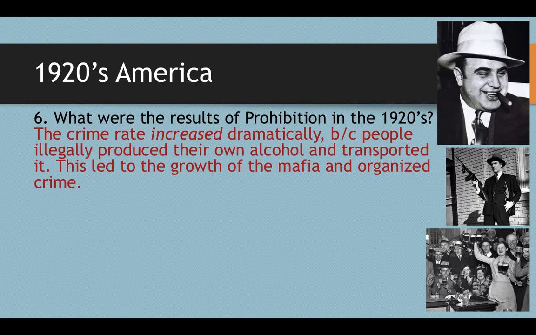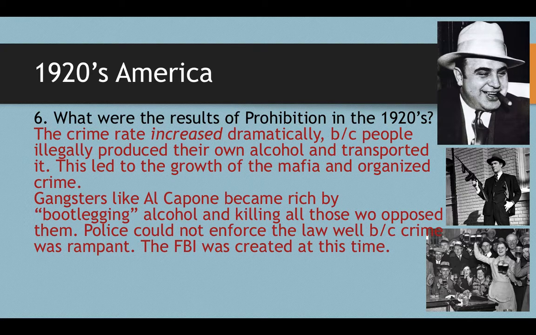All right, this led to the growth of the mafia and organized crime. People like Al Capone, gangsters, became rich by bootlegging, they called it. Bootlegging alcohol, sneaking it across the Canadian border, for example, producing it illegally and then running it from town to town and selling illegally with that. I mean, that's tax evasion in addition to breaking the prohibition law.